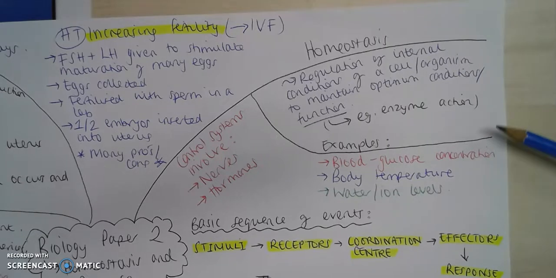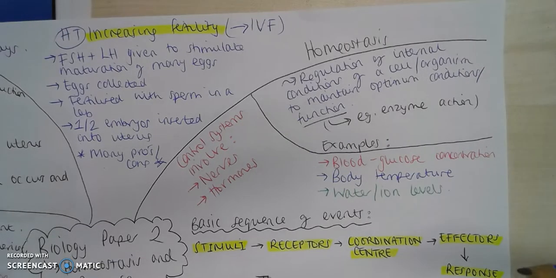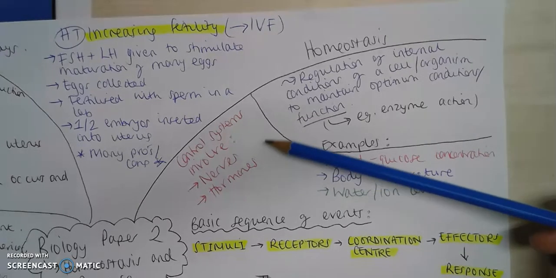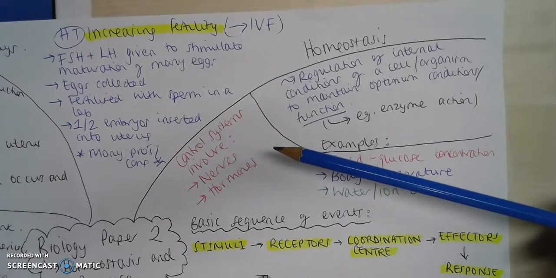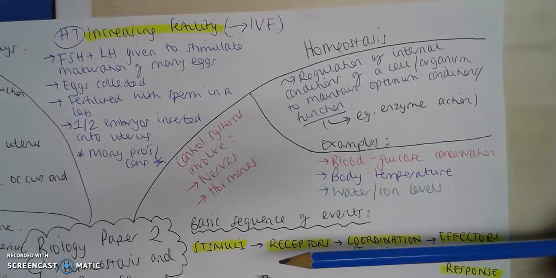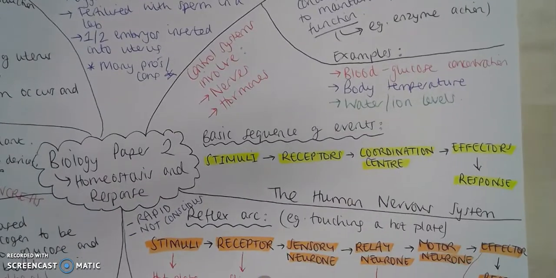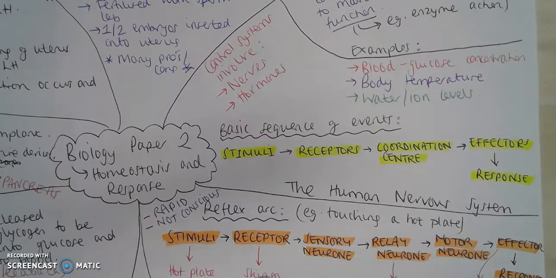So when it comes to control systems, we can split it down into 2 things. We can look at nerves and the nervous system, and we can look at hormones and the endocrine system, because those are the 2 main systems in the body that keep homeostasis functioning for us. First of all, we're going to look at the basic sequence of events for both parts of homeostasis, and then we're going to focus in on the nervous system.